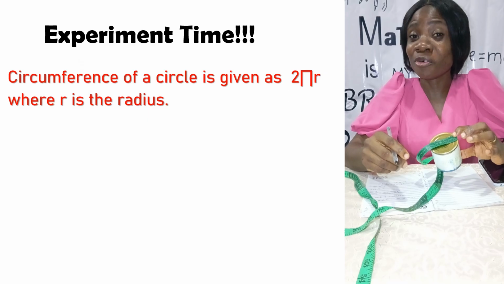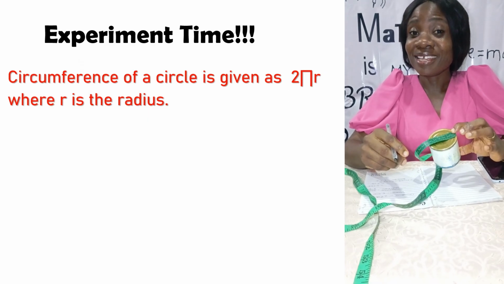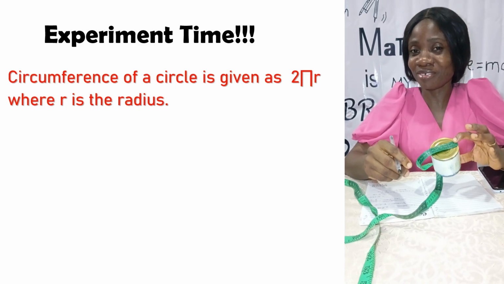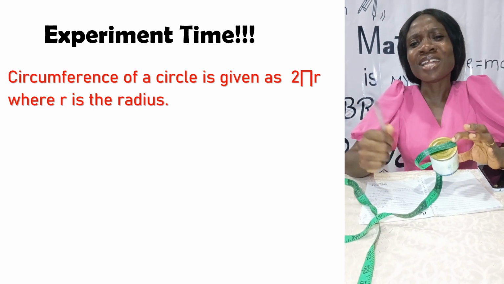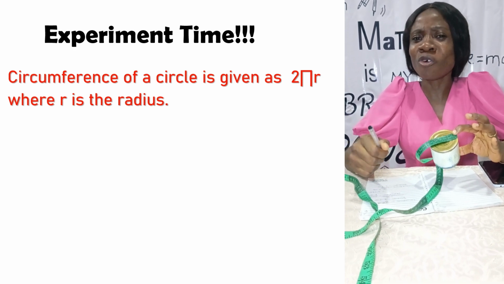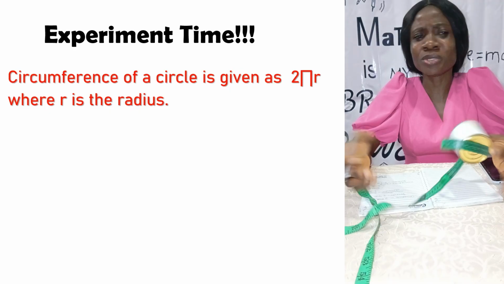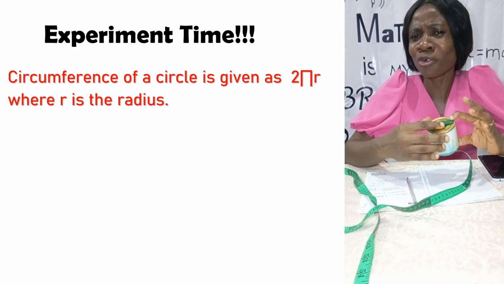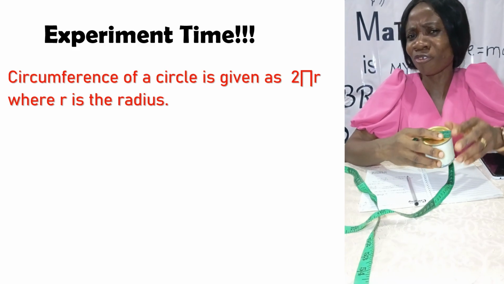Remember, your circumference is actually 2 pi r. That's the formula where your pi is always taken as 3.14 or 22 over 7. We want to actually derive that 3.14. How does that 3.14 come to be? You've always been told take pi as 3.14, but you definitely don't know how that 3.14 came by. It didn't just fall from the sky.